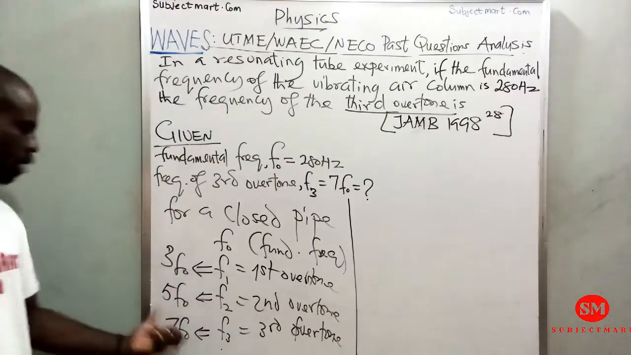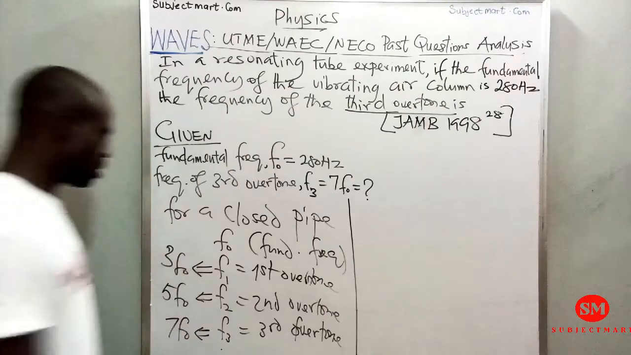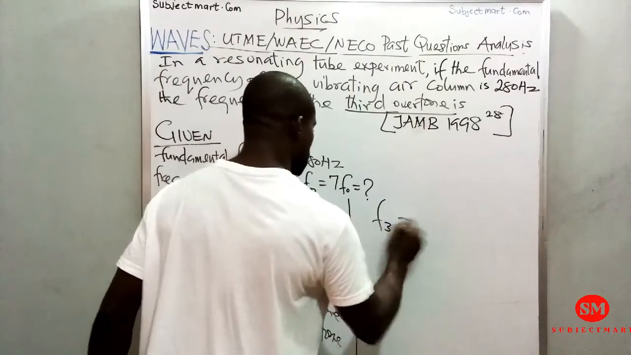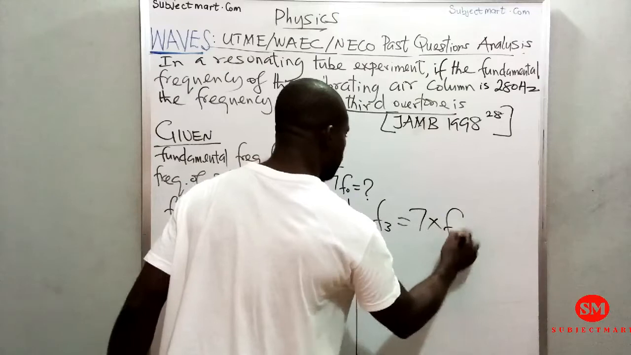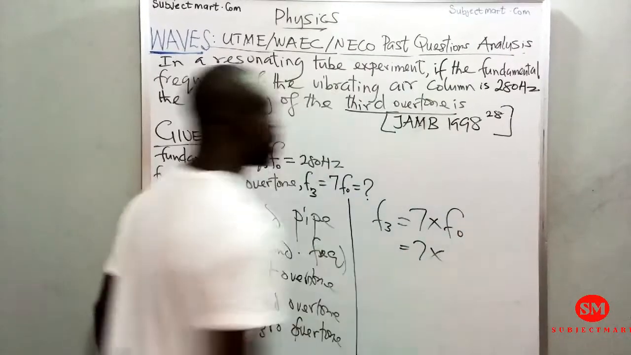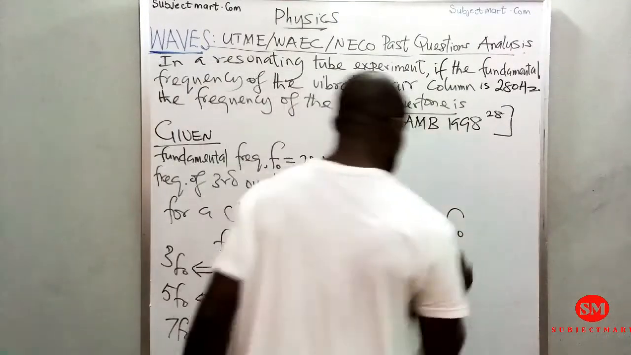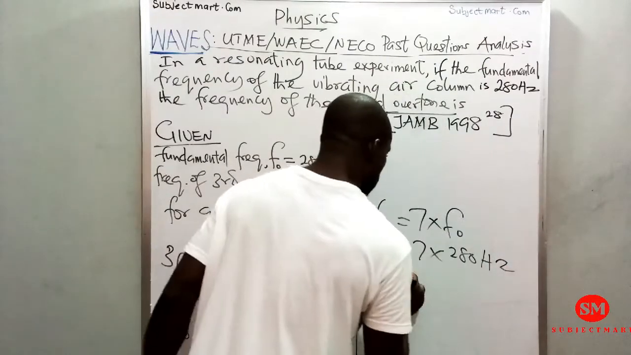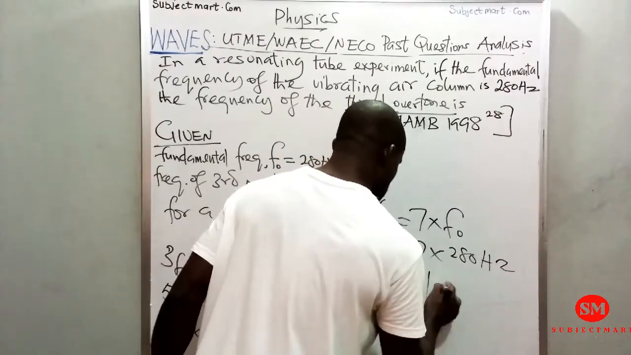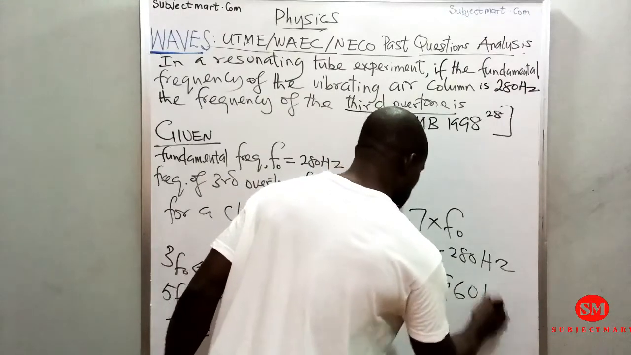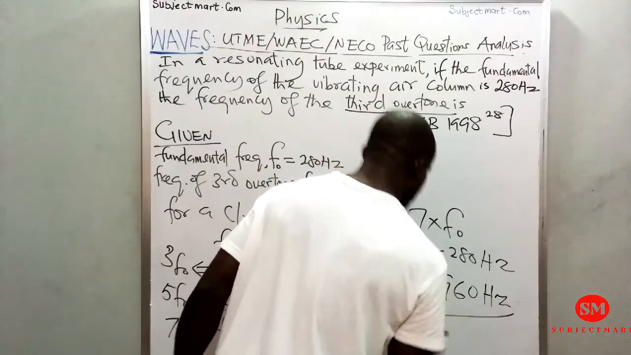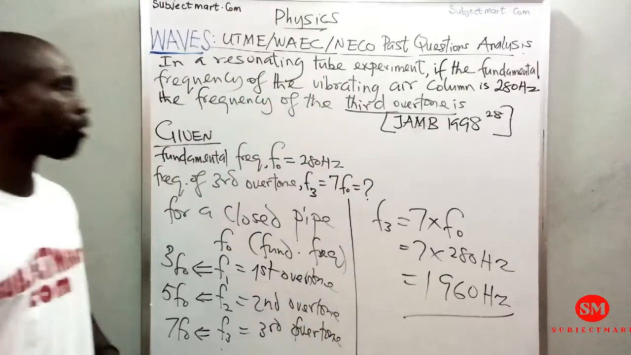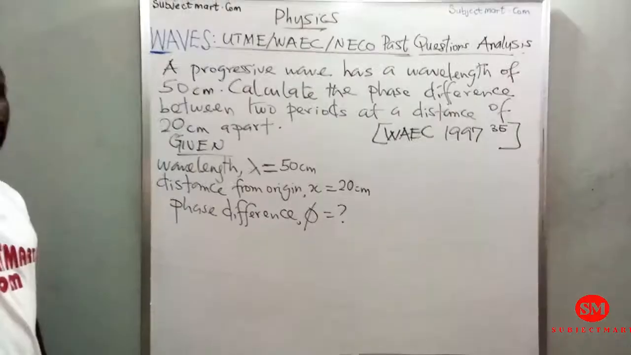That means we have to find 7 times F0. So the third overtone is 7 times F0. The fundamental frequency is given as 280 Hz. So therefore, the answer is 1960 Hz.